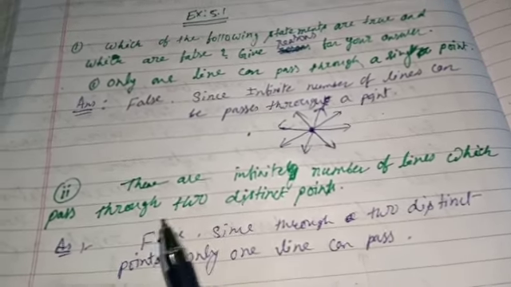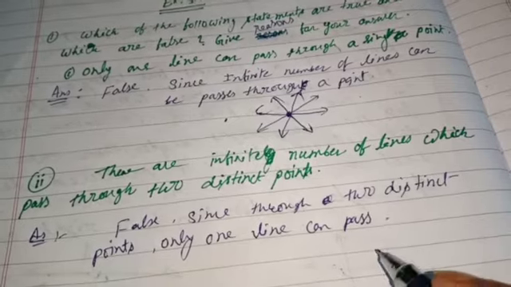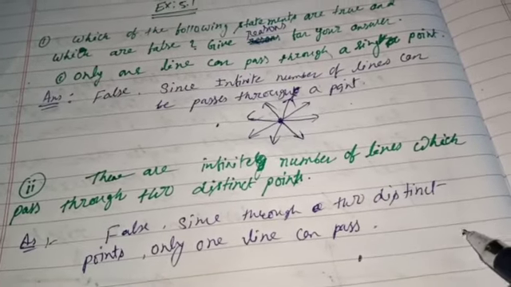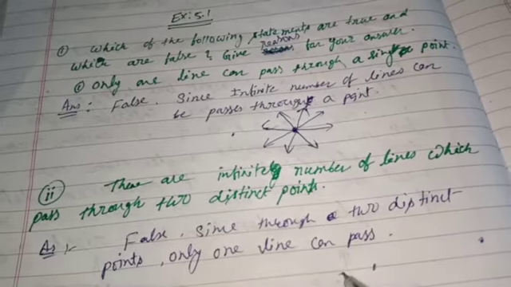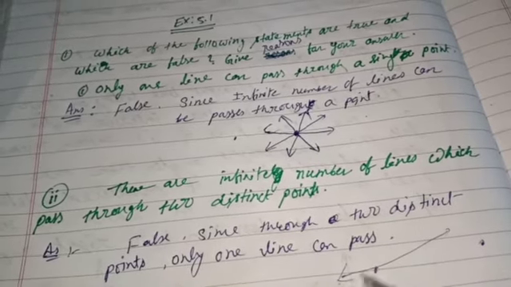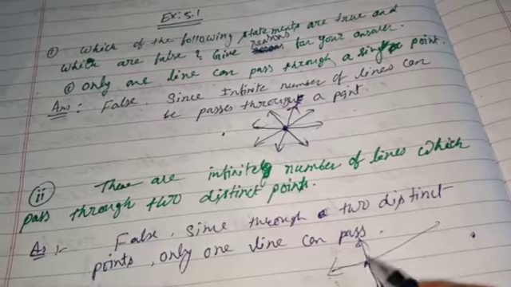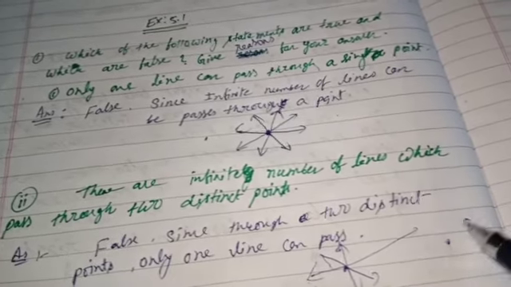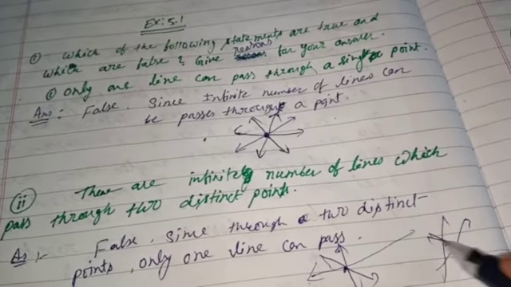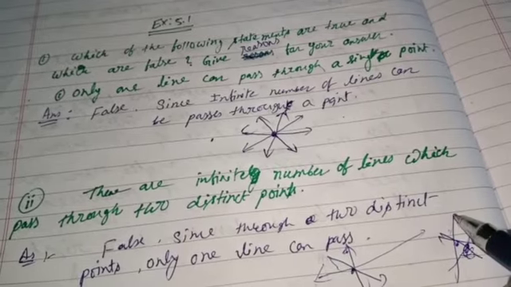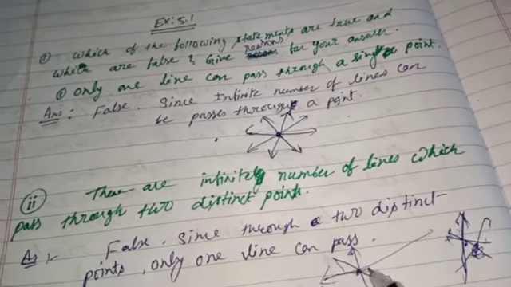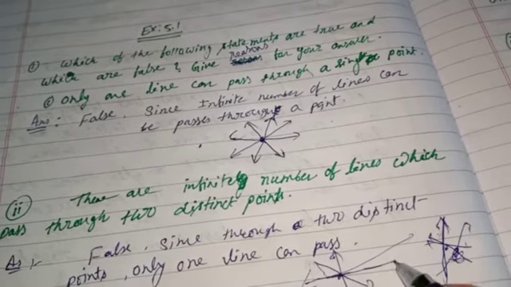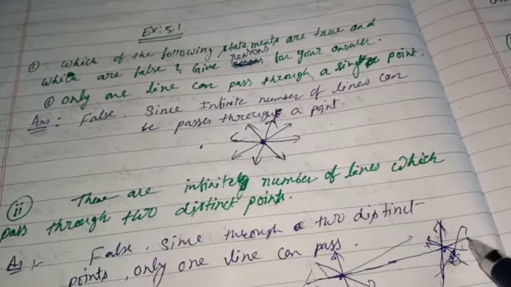Next, there are infinite number of lines which pass through two distinct points. Suppose you are taking two points. If you want to draw a line, draw it straight, and you can use your scale. I already told you this axiom. Only one straight line you will get, which passes through both the points.